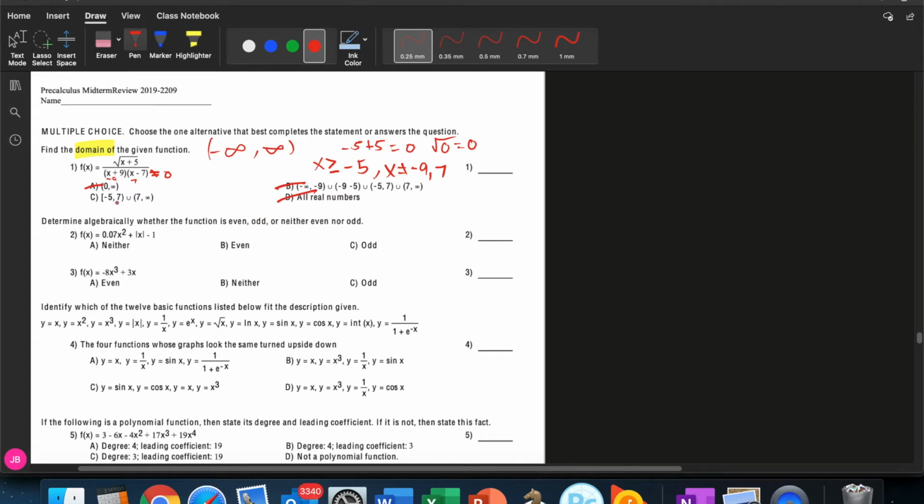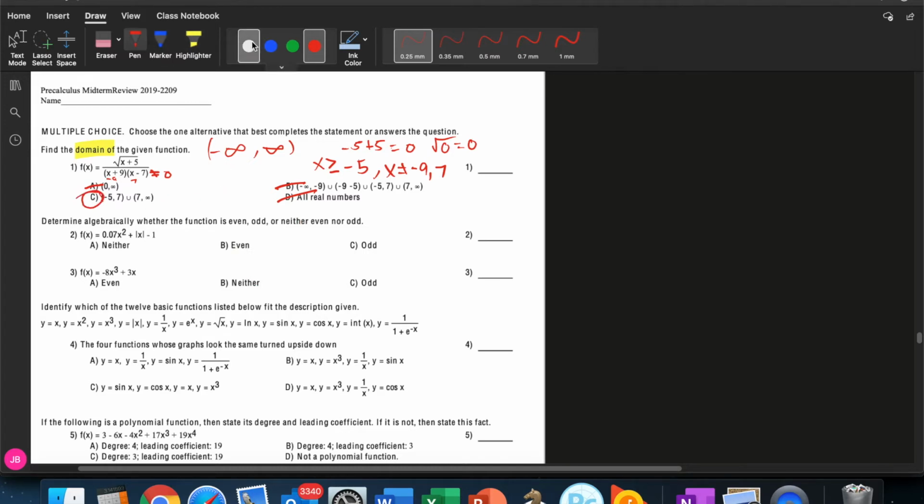We have negative 5 to 7, and then we skip over 7, and then we go to positive infinity. So that's correct. We're going to be larger than negative 5, and we're going to skip over 7. Negative 9 is not included in here because negative 9 is less than negative 5, so it's already not included. So our answer is just going to be C.